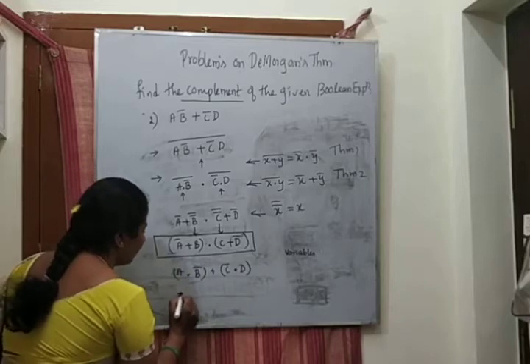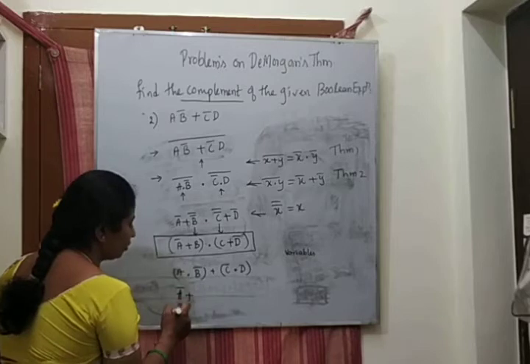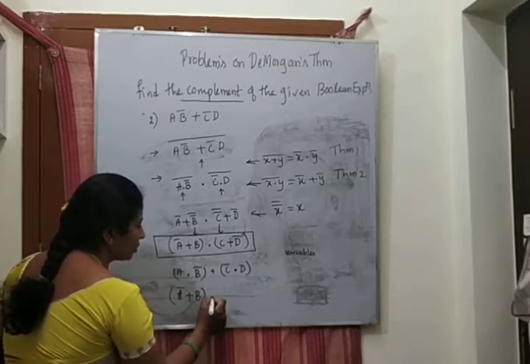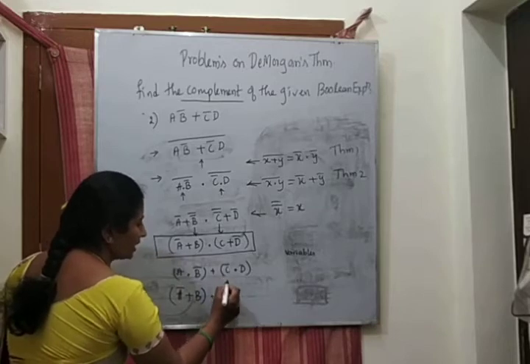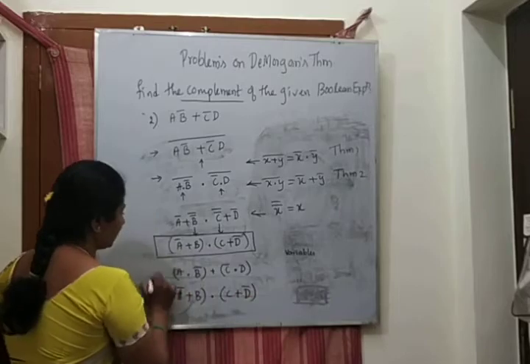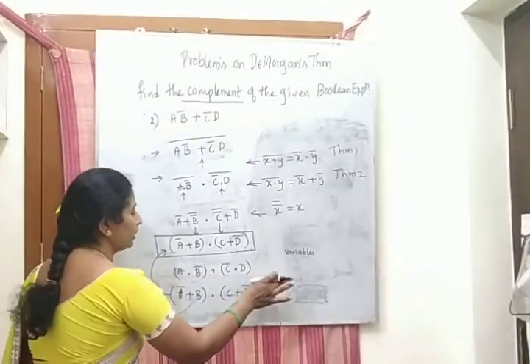See, A I will get A complement. Plus was changed to, dot was changed to plus. B, I don't have a complement. This plus changed to dot. C has a complement, then I should not get B complement. Please check it. These two are the same. Yes. But inside, the steps will get 2 marks.